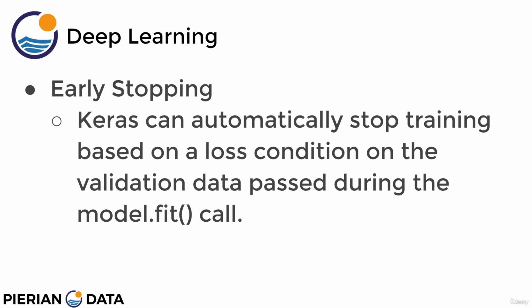Early stopping is something we can do with Keras to automatically stop training based on a loss condition on the validation data that we pass in during the model.fit call.